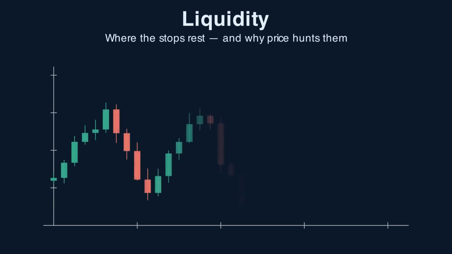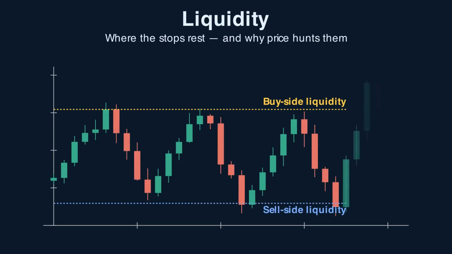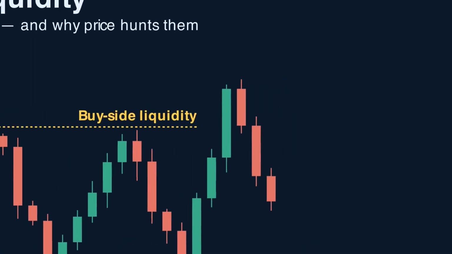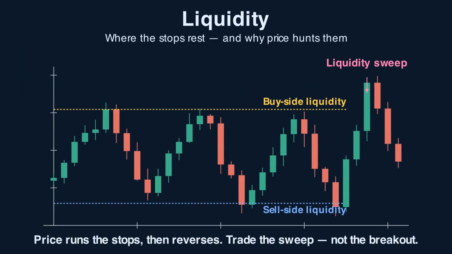The market moves from liquidity to liquidity. Resting orders, the stop losses of other traders, pool in predictable places. Above old highs sits buy-side liquidity, the stops of short sellers and the entries of breakout buyers. Below old lows sits sell-side liquidity. These pools are fuel. Price is drawn to them, runs them, and reverses.